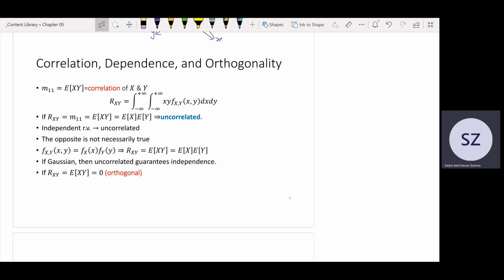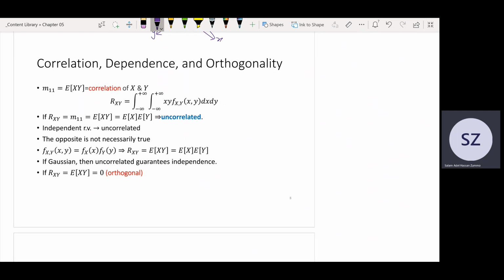Now let's focus on this idea, which is M11. Let's focus on this. This is a very important moment.